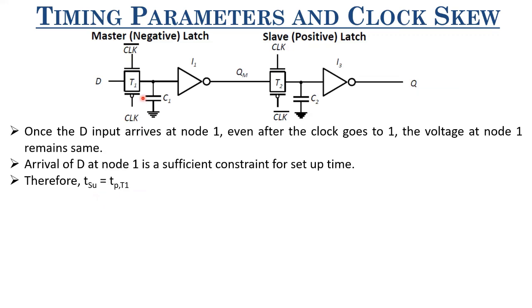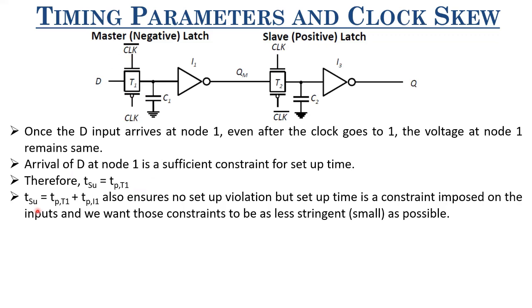However, as we discussed in the previous discussion session, T setup equals TP-T1 plus TP-I1. This also ensures that there is no setup violation. Actually, this is being on the safer side, because we ensure here that this information of D is available at the input of the second latch. And the moment clock goes high, this can be transferred to this Q. But you should understand that setup time is a constraint which is imposed on the inputs. And input is something which is coming from some other part of the circuit, so it is not well within our control. I mean, the level of control that you can have on the inputs is pretty small.